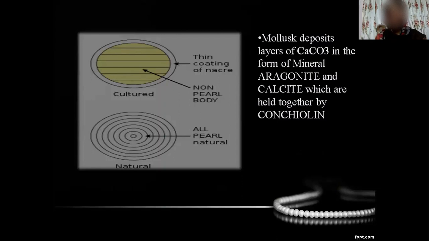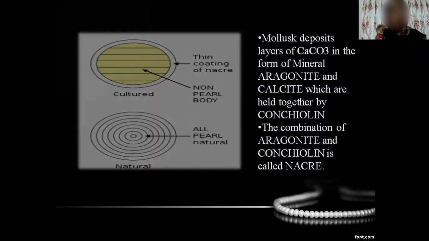Mollusks deposit layers of calcium carbonate in the form of the minerals aragonite and calcite, which are held together by conchiolin. It acts as an adhesive agent. The combination of aragonite and conchiolin is called nacre.